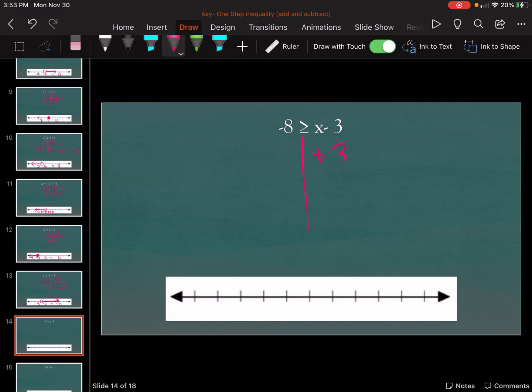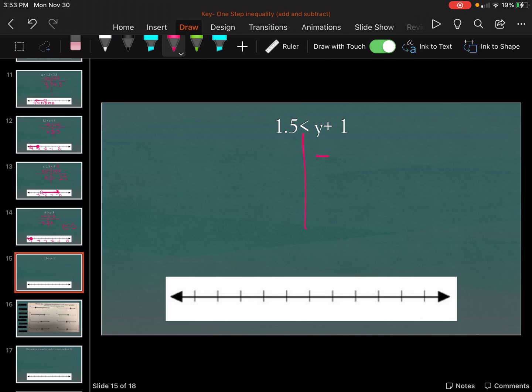We're going to add 3 to both sides. We get negative 5 is greater than or equal to x. So x is less than or equal to negative 5. So I'm going to start with 0. It's okay that it's all the way at the end. You can move it to the middle. It's fine. It's going to be a closed circle pointing to the left.